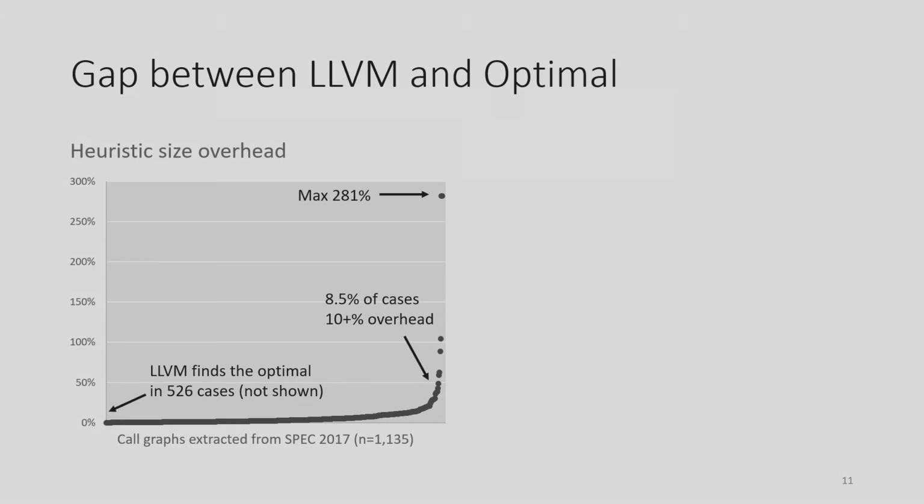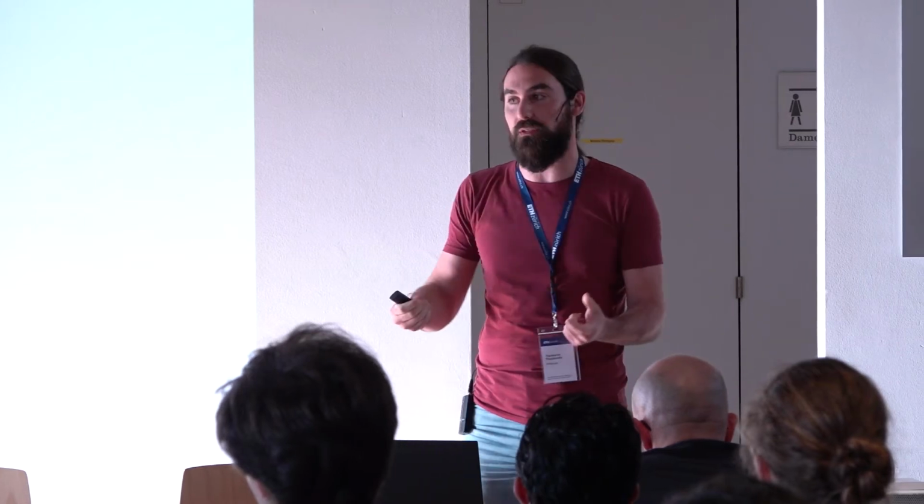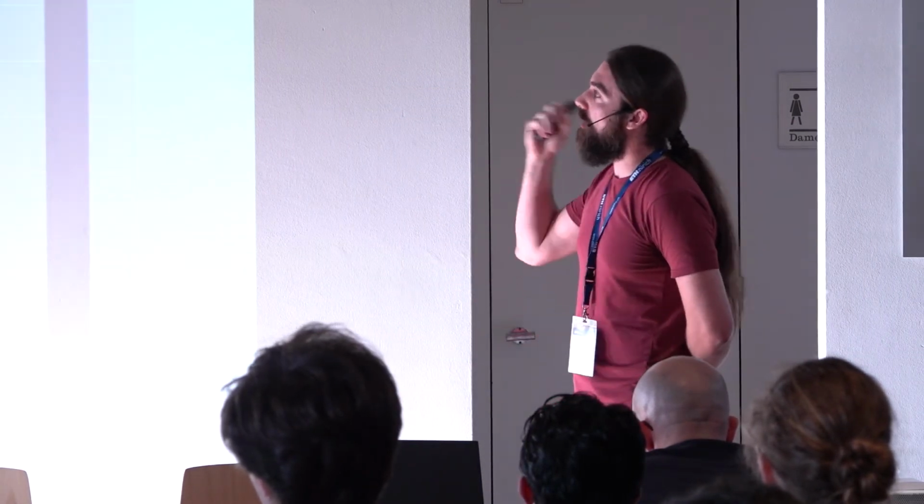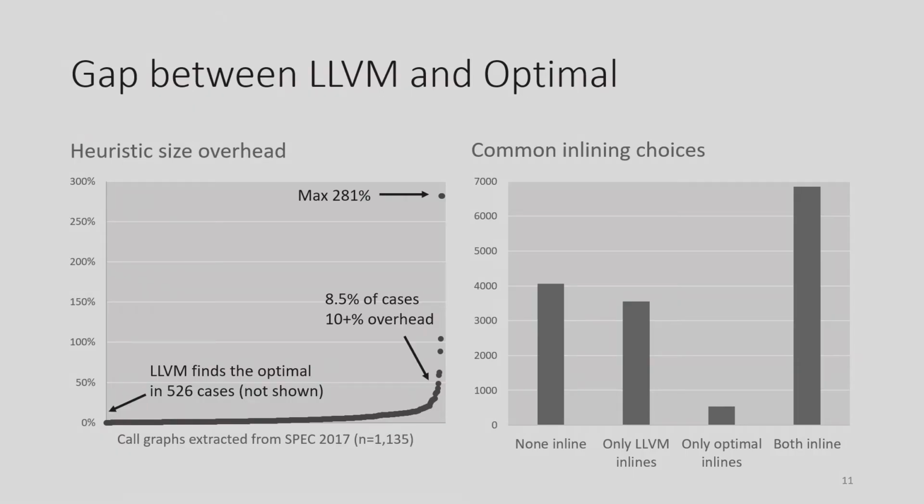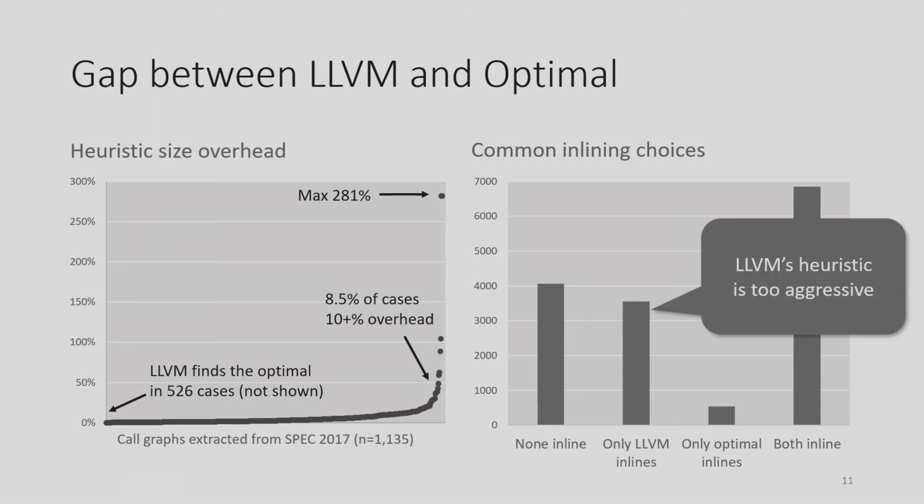But we don't just have access to this gap between the optimum and the heuristic. We also have access to the actual decisions, the inlining choices that led to this. So we can start answering questions such as, how often does the heuristic agree with this optimal strategy? What we can see, for example, is that in most cases they actually agree. They either both inline or they both do not inline. But on the other hand, the heuristic tends to be quite aggressive, and this leads to the overhead that I just showed in the other plot.